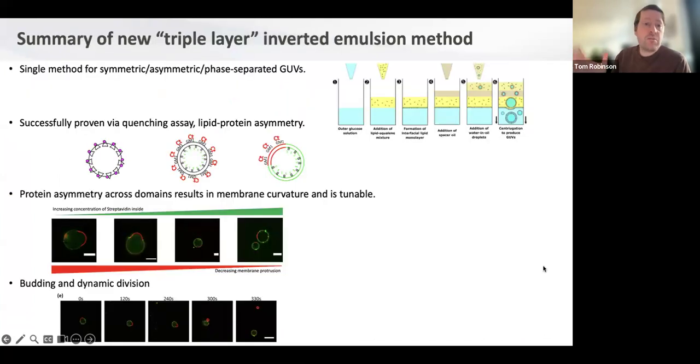This is just to summarize the first part of the talk. I've talked about this new triple layer method, and I've shown it to you. We can do the asymmetry, we can have dynamic division, and it's all very well and good. But there are still some issues with this technique.